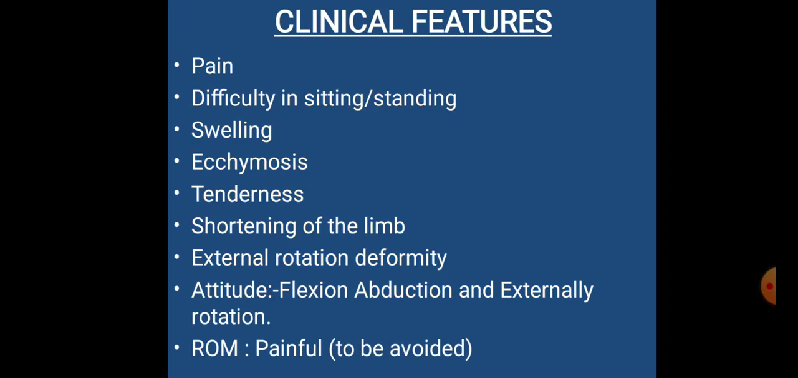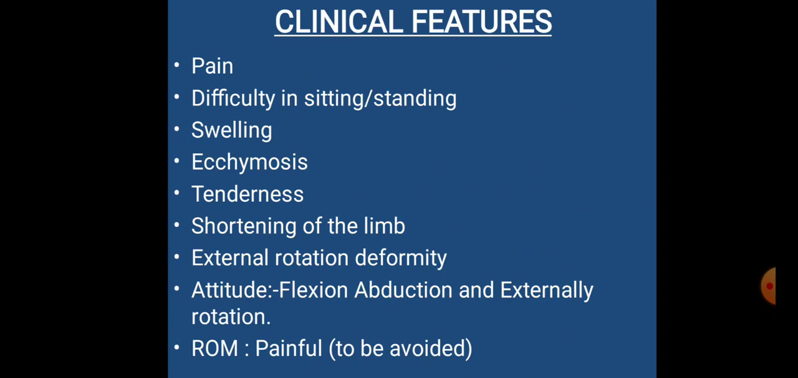Coming to the clinical features, there are many. The first one the patient comes with is pain. He might also complain of difficulty in standing or sitting, or inability to walk, and he might notice swelling over his thigh region and the hip joint region. There may be ecchymosis and tenderness. He may also notice shortening of the limb. There is an external rotation deformity.